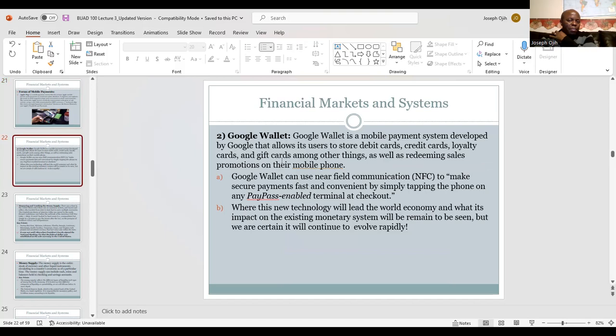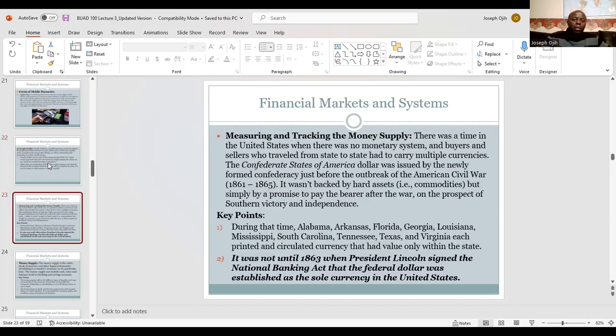Google Wallet is another type of mobile payment that is developed by Google, and it allows users to store debit cards, credit cards, loyalty cards, and gift cards on their mobile phone. So again, just like the Apple Pay, you can use it to make payments both online and at the stores, if the store has the kind of payment system that accepts it. Now, we can go to our main focus, which is measuring and tracking the money supply.